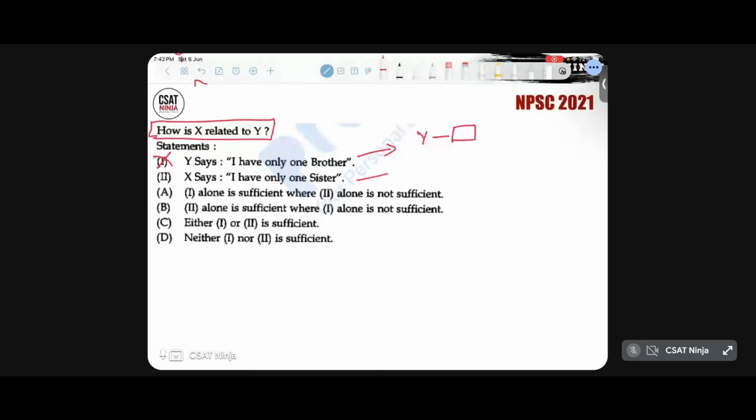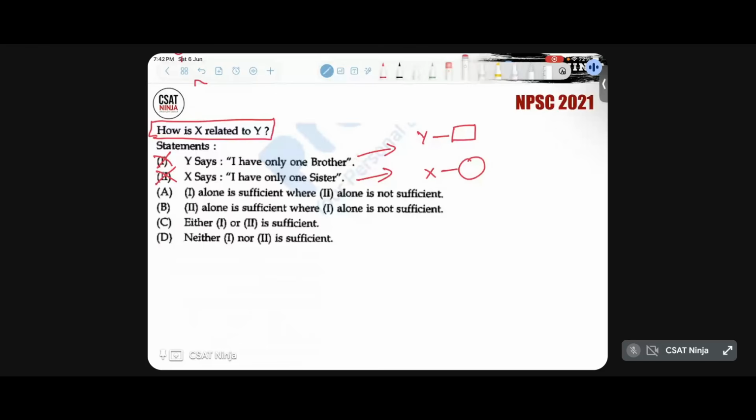Next one. X says I have only one sister. That means X says that I have only one sister there. Same statement. I don't know who this is. This is an empty space here. Until and unless it is mentioned, you're not going to assume, okay, in this kind of question, in data sufficiency. So even statement number 2 is not sufficient to answer this question. Now the next step is that if a single statement is not enough to answer the question, you're going to combine these two statements.